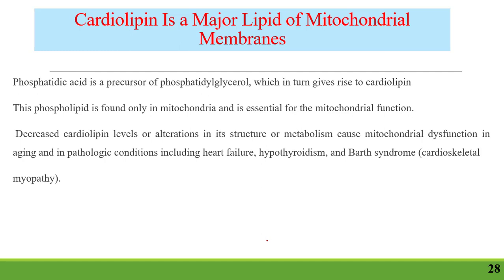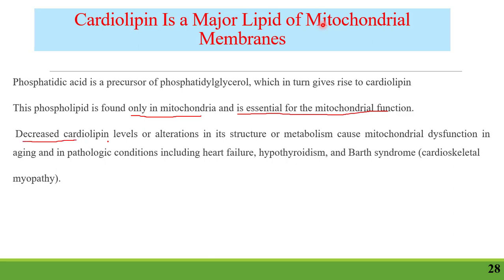Another type of phospholipid is cardiolipin. Phosphatidic acid is a precursor of phosphatidylglycerol, which in turn produces cardiolipin. Cardiolipin is a type of phospholipid which is found only in mitochondria and is essential for mitochondrial function.